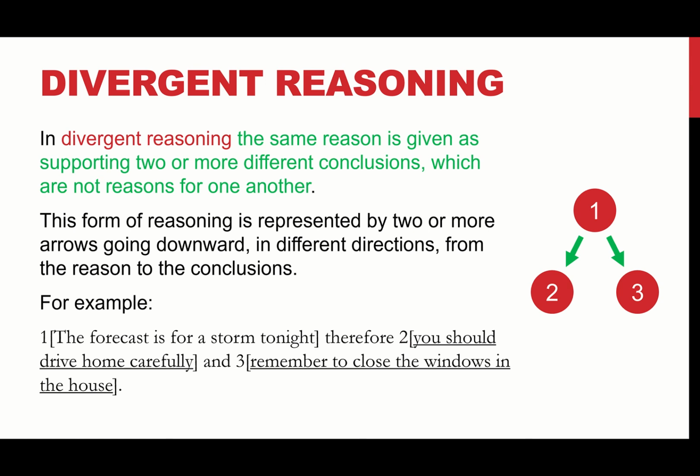The forecast is for a storm tonight. Therefore, you should drive home carefully and remember to close the windows in the house. So the reason you should drive home carefully is because there's a storm tonight. Right? That's why 1 is giving support to 2. But the storm tonight is also a reason to close your windows when you get home. So there's 2 things you can conclude from the storm tonight. So this is what we call divergent reasoning. 1 reason, 2 conclusions.